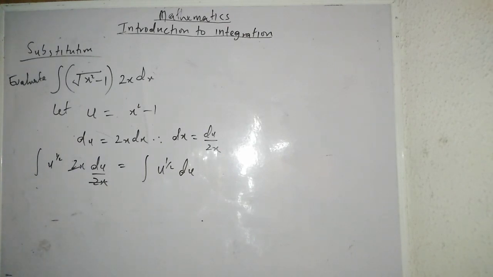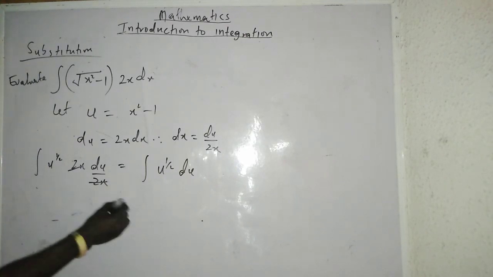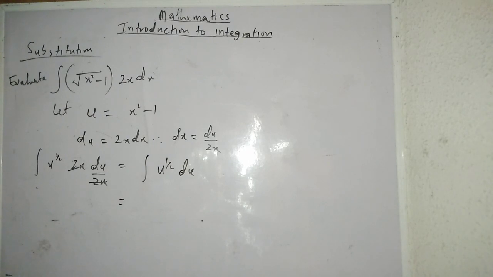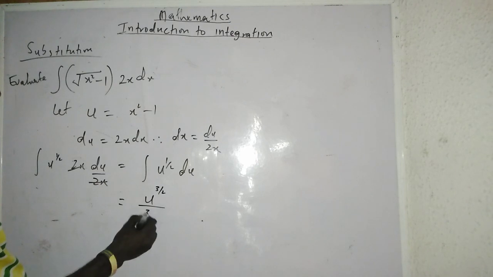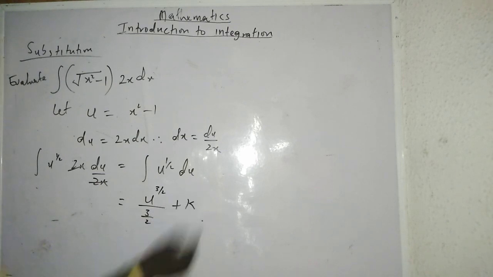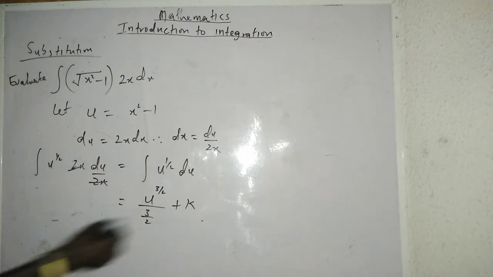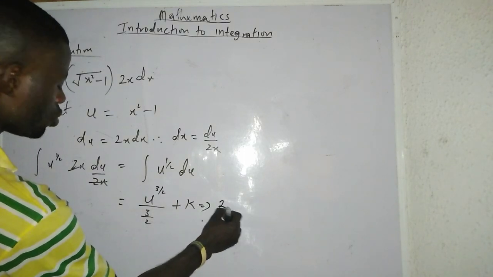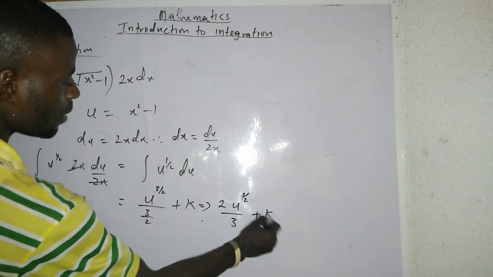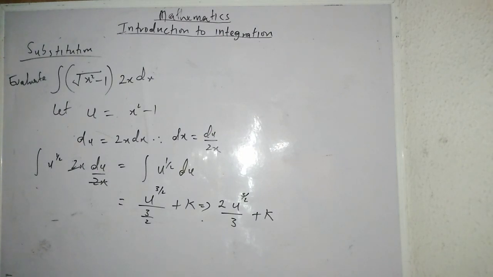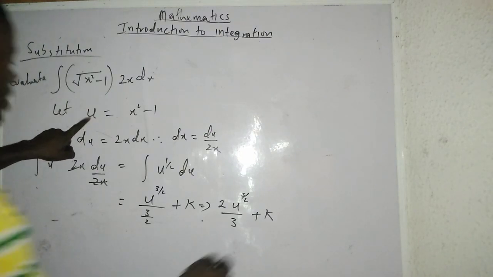Now, if I integrate this, I add 1 to the power, so I will have u raised to the power 3 over 2, all over 3 over 2, plus k. So this gives 2u to the 3 over 2 all over 3, plus k. Now, what is my u?